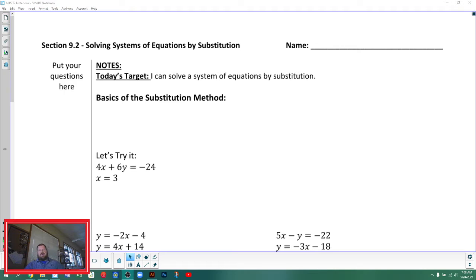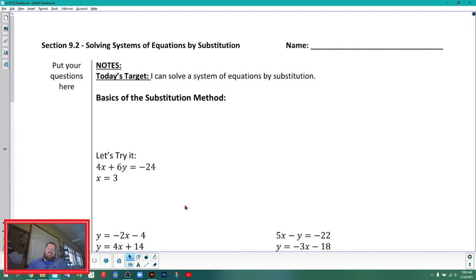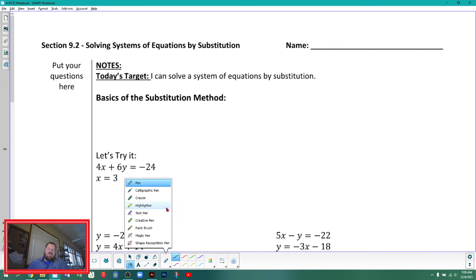Today we're going to be talking about solving systems of equations by substitution. So yesterday we talked about graphing two equations and seeing where those lines crossed. And today we're going to use what we call the substitution method. And the basics of it are this.